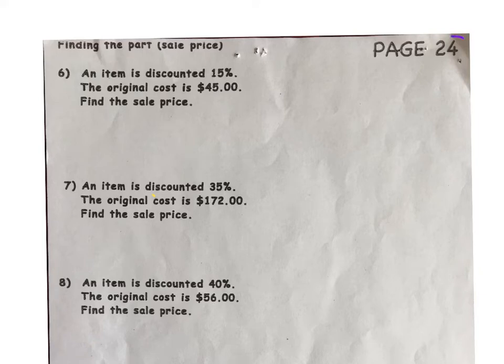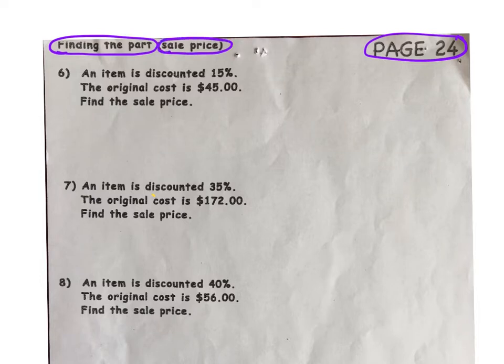Welcome to page 24 of Accel Packet number 4. On this particular page, we are finding the part. In this case, the part will be the sale price. So our I can statement for the day is: given a rate and a total, I can find the part.